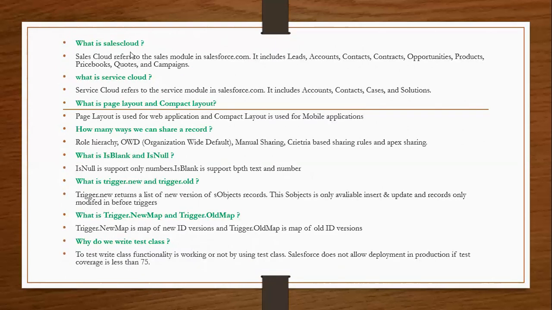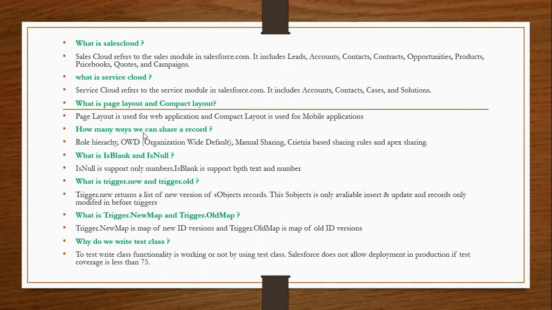Next question: what is Sales Cloud? Sales Cloud refers to the sales modules in Salesforce.com. It includes leads, account, contact, contract, opportunity, product, price book, quote, and campaign. Next question: what is Service Cloud? Service Cloud refers to the service modules in Salesforce.com. It includes account, contact, case, and solutions. What is the difference between page layout and compact layout? Page layout is used for the web application, and compact layout is used for mobile applications.